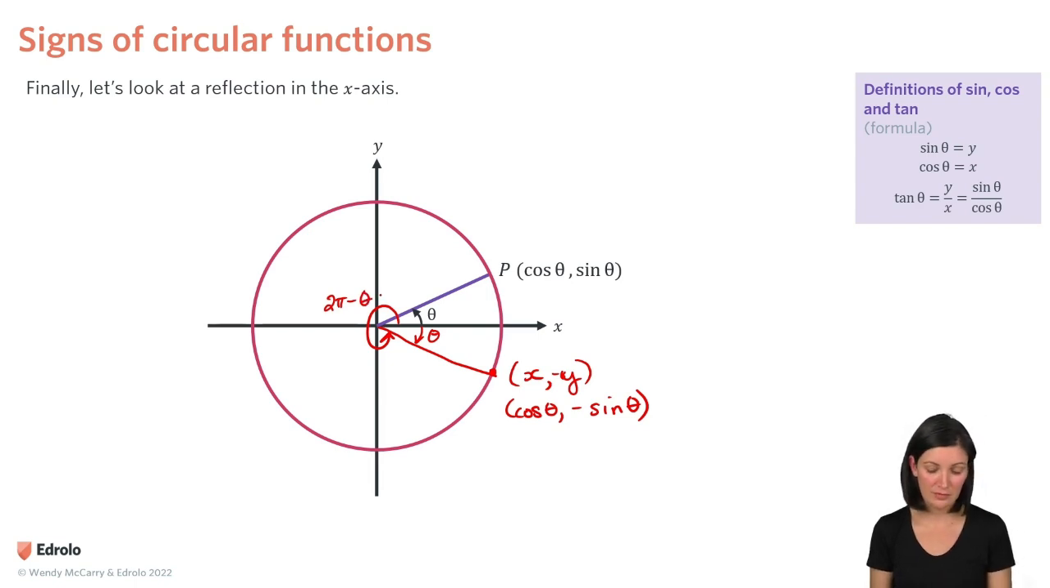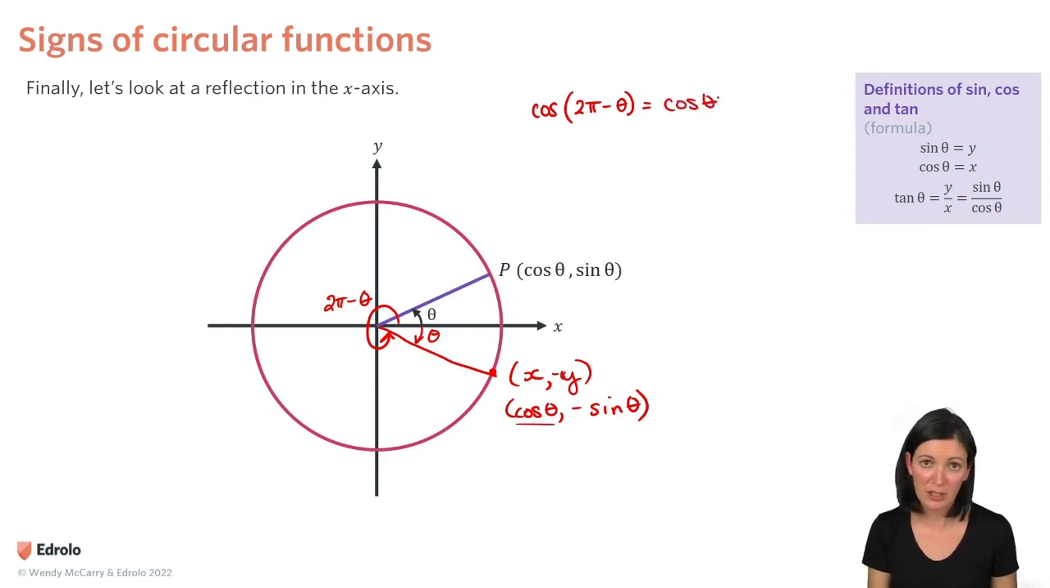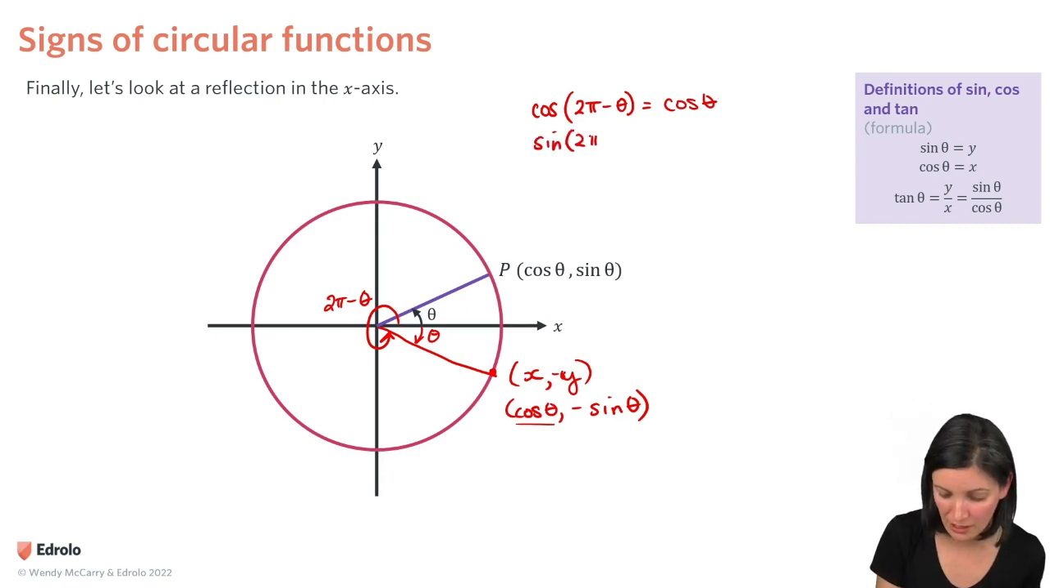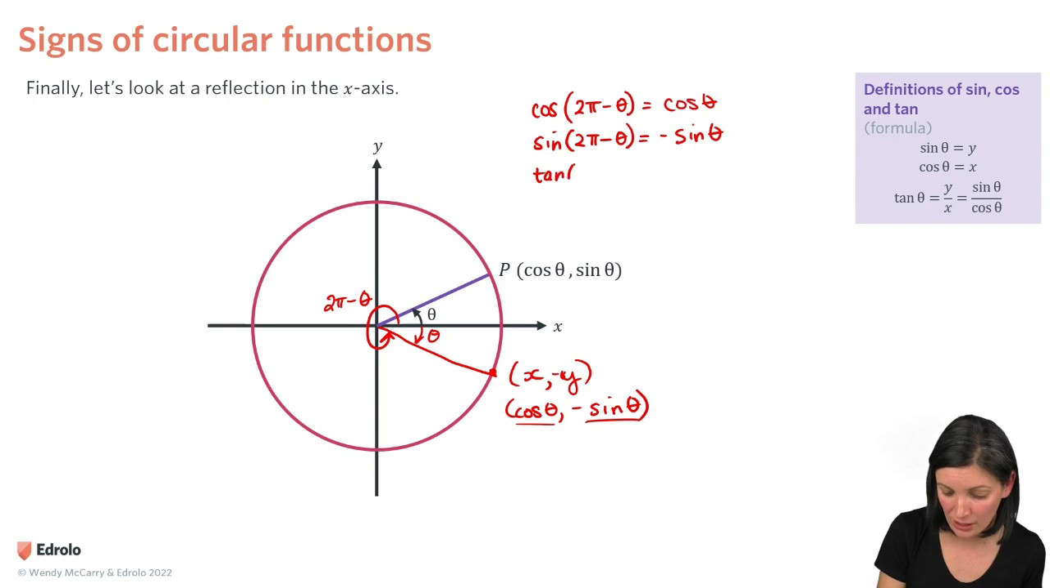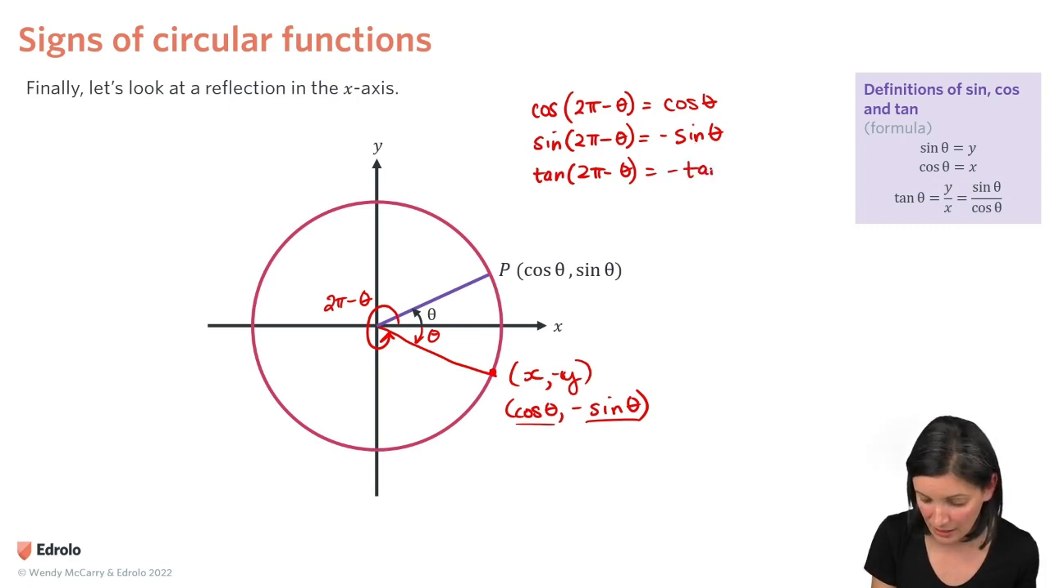minus theta. So let's look at our relationships again, and I'll just write them up here. The cos of 2 pi minus theta is going to be equal to the cos of theta. It's going to be a positive value, the same value as cos theta. But sine of 2 pi minus theta is negative in that quadrant. And similarly, I can look at the tan of 2 pi minus theta. Because I get a negative divided by a positive, it's going to be negative.